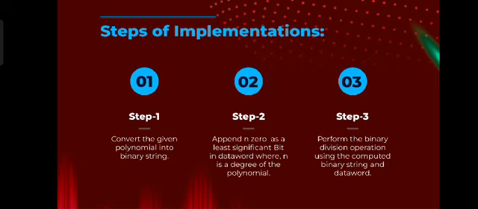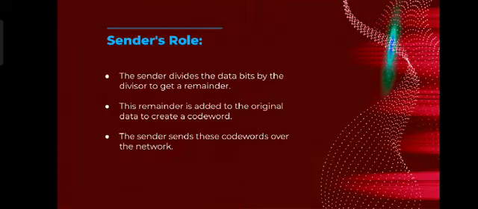After that, in the second step, we are appending n zeros as the least significant bits to the data word, where n is the degree of the polynomial. In step 3, we are performing the binary division operation using the computed binary string and the data word. So here we have two parts: the first one is the sender's role and the second one is the receiver's role.